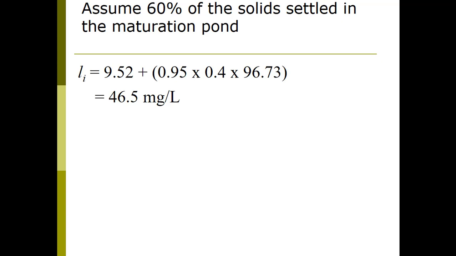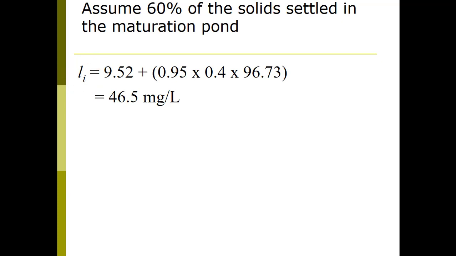In the maturation ponds there is no mixing, so there will be settling. Here we always have to assume that a portion of the solids will settle in the maturation pond, and the other portion will flow out of the pond. To know the Li and Le for the maturation pond, we have to calculate the Li based on the existing suspended solids which are not settled. If we assume that 60% of the solids settled in the maturation ponds, we can know the Li of the maturation pond. This Li is not the same Li as the given 200. This is the Li entering the maturation pond.